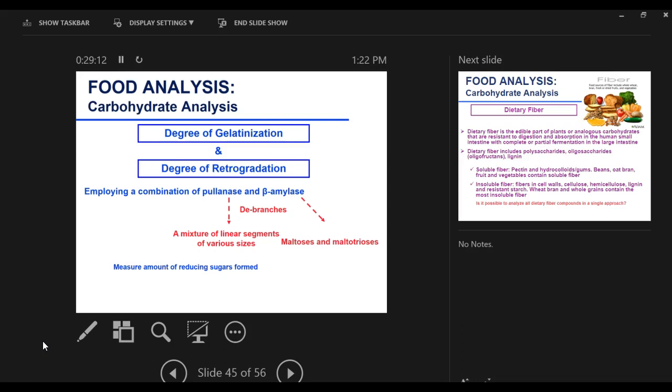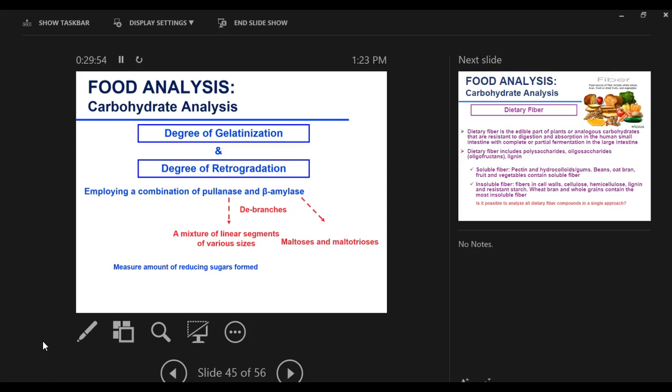So if I am processing and want to determine how much of my starch got gelatinized, I can use pullulanase enzyme and beta amylase. They will both work on a gelatinized starch. So a gelatinized starch will be hydrolyzed by these. This is going to debranch first, and then beta amylase is going to cleave into maltoses and maltotrioses, which are reducing sugars. Then I can measure the amount of reducing sugar following any of the methods we talked about last time. The most common one is Somogyi-Nelson.